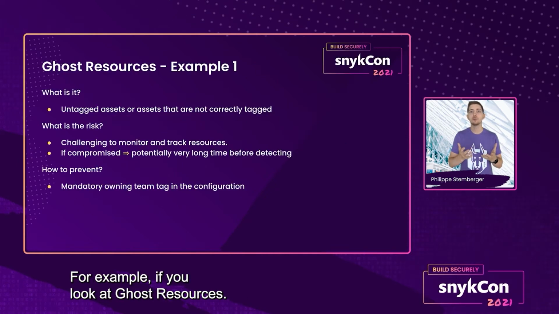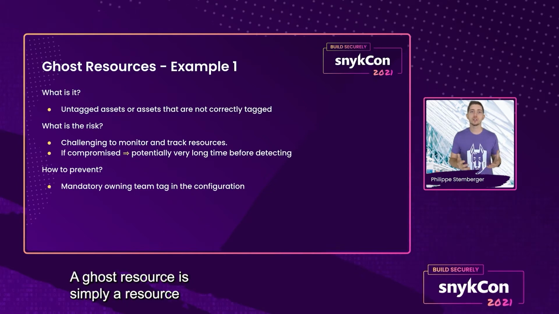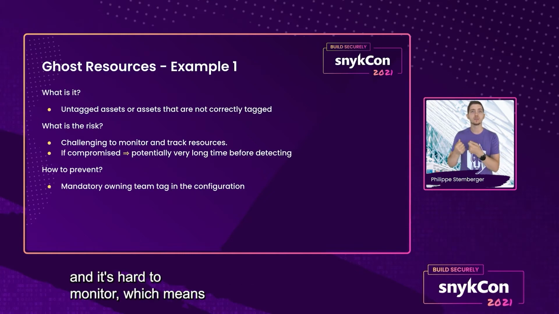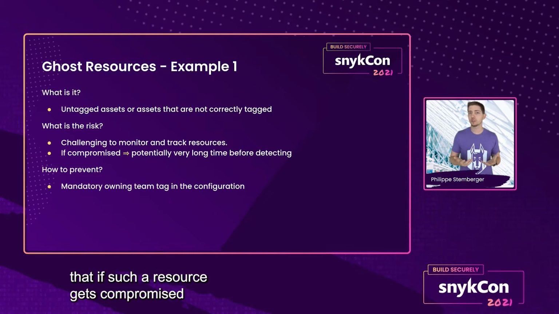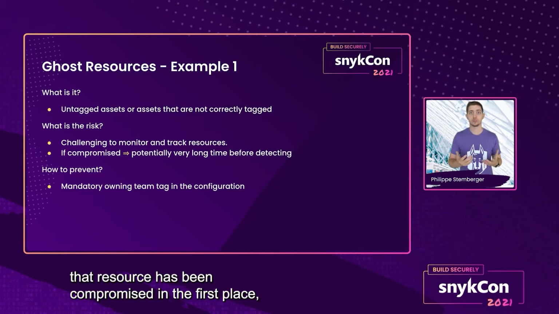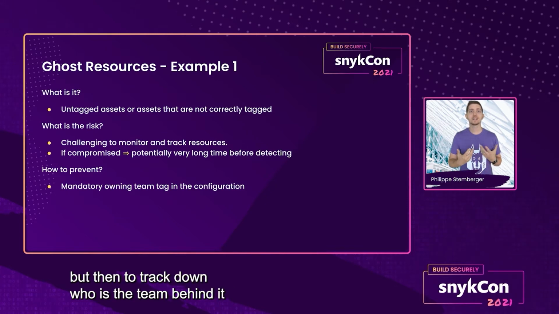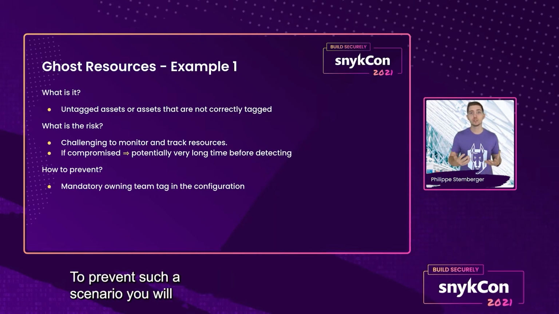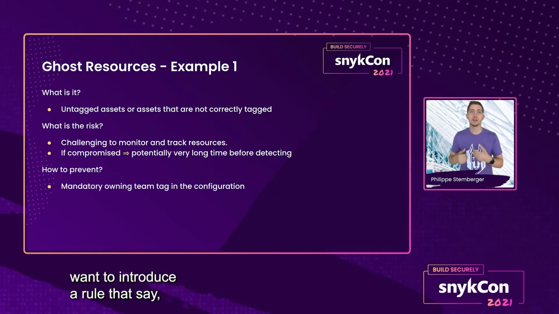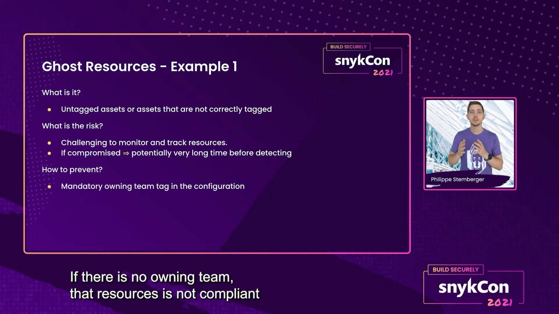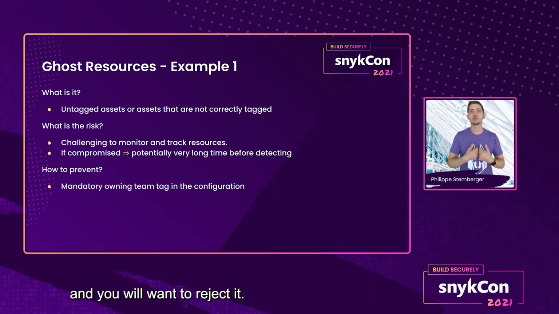For example, if you look at ghost resources, a ghost resource is simply a resource that is poorly tagged, therefore it is difficult to track and it's hard to monitor, which means that if such resources get compromised, it might take a lot of time for you to realize that the resource has been compromised in the first place, but then to track down who is the team behind it so you can ask them to intervene or to correct the vulnerability that has just been exploited. To prevent such a scenario, you will want to introduce a rule that says every resource in the cluster needs to have an owning team. If there is no owning team, that resource is not compliant and you will want to reject it.